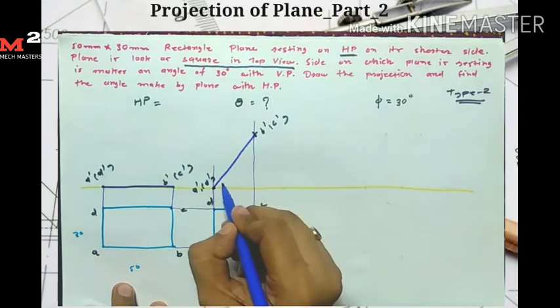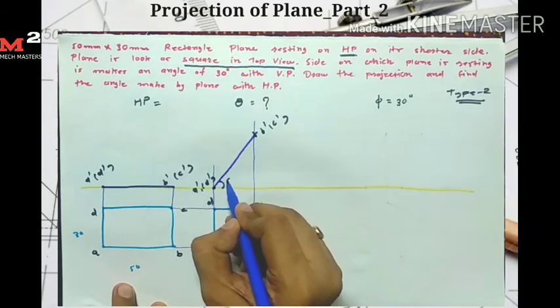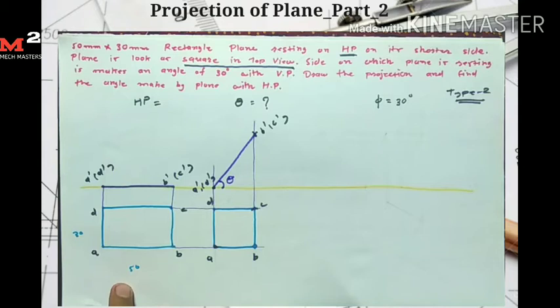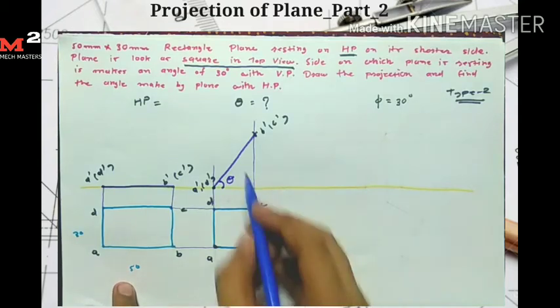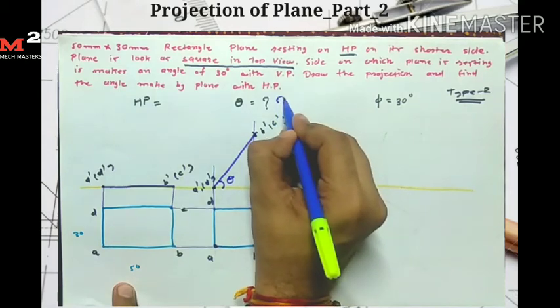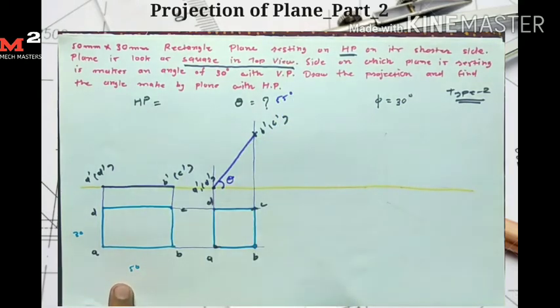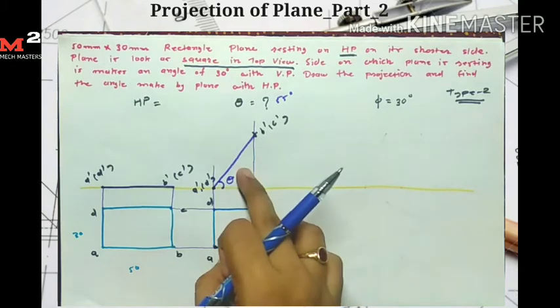And this angle is my angle theta, which we require to find in this question. If I measure this angle, then the value of angle theta is equal to 55 degrees. So this is the answer to our question. But we require to draw the third stage, because we require to draw the projection of the plane. So we draw the top view and front view for the second stage.